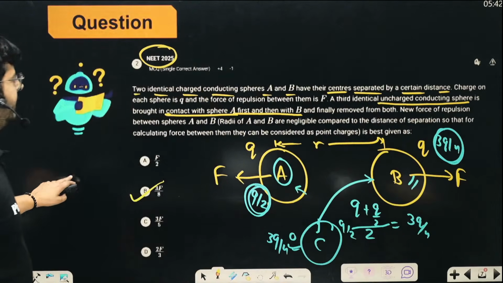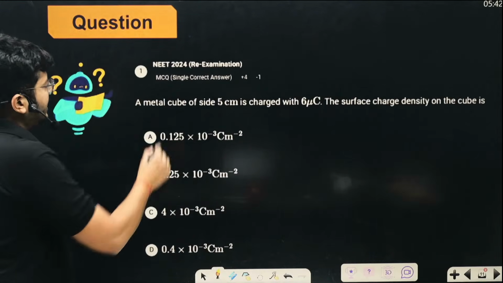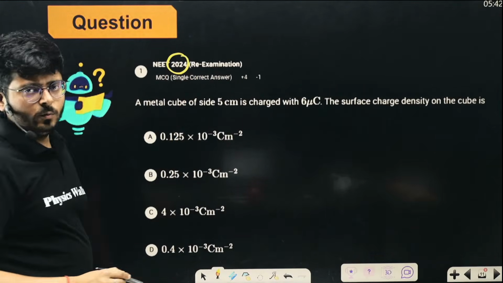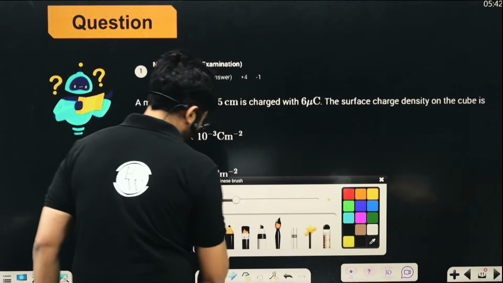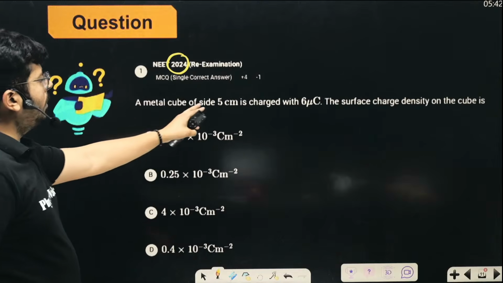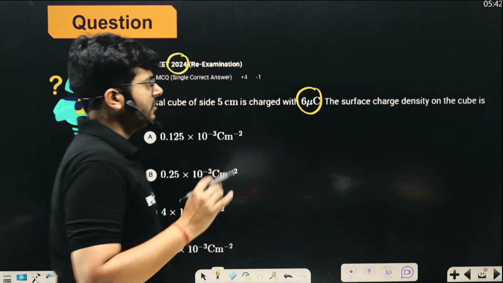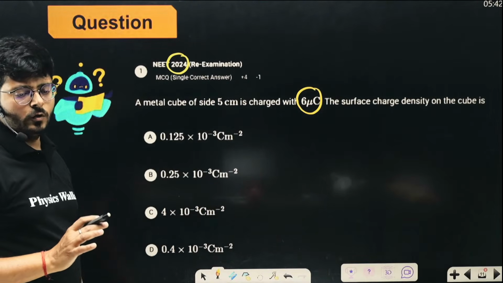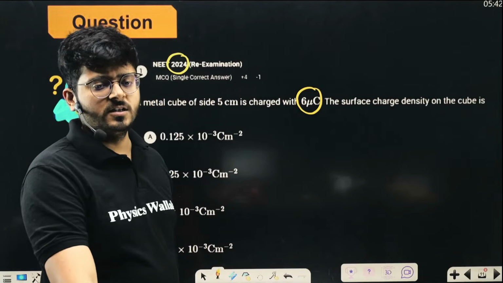Let's move on and talk about the next question. The next question was also asked in NEET 2024. My dear kids, have a look at this part. A metal cube of side 5 centimeter is charged with a 6 microcoulomb charge. What will be the surface charge density of the cube?